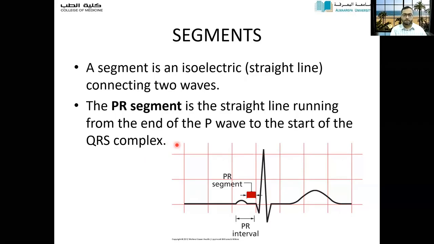bundle branches. And when it is crossing through these AV junctions, through the AV node and bundle of His, there is a delay of impulse. This is shown by that area, the PR segment, over here.